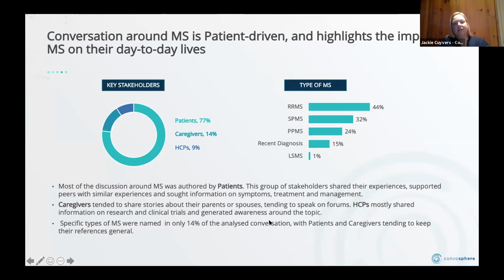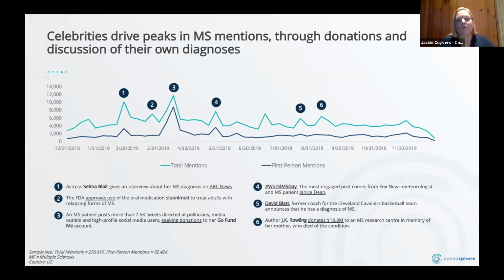And then when we look at the type of MS, or where they are within their journey, we're able to define the different categories of disease progression of their multiple sclerosis. When you look at the conversation in the data set, not just as a large data set, but how it occurred over the course of the year, it's fairly typical that things like celebrity mentions, in this case Selma Blair and David Blatt, who's a basketball player, drove peaks in conversation. But you can see that over the course of the year, there's an ongoing conversation, with peaks driven by newsworthy events like celebrity diagnosis, World Awareness Days, and fundraising.